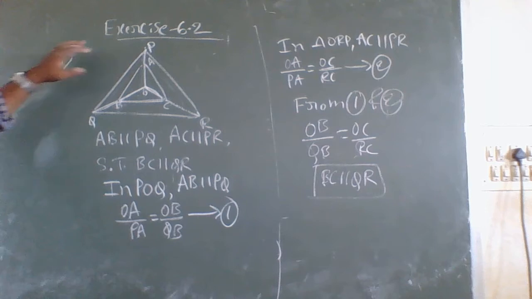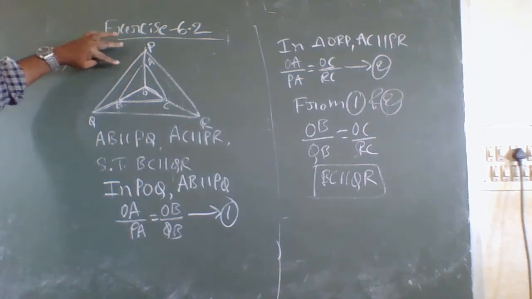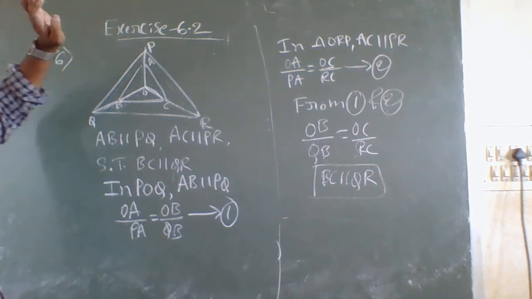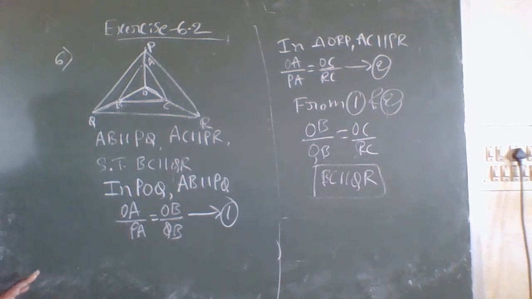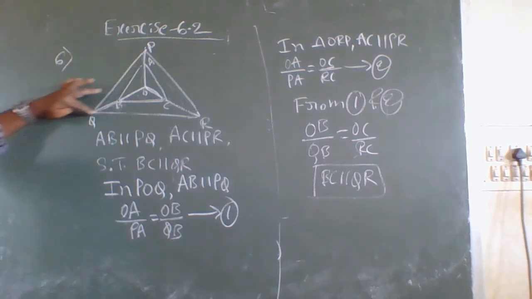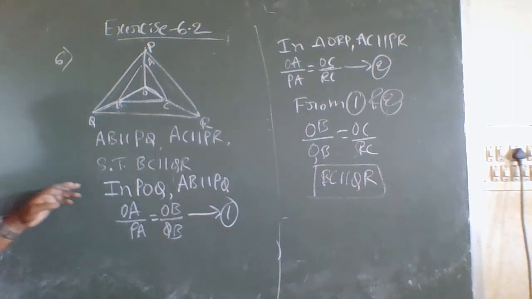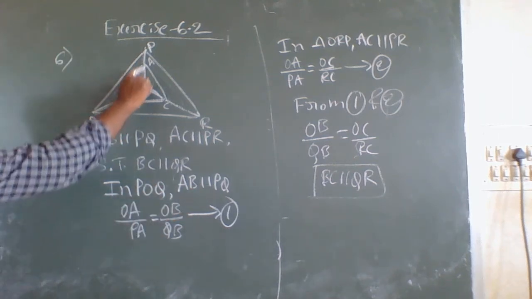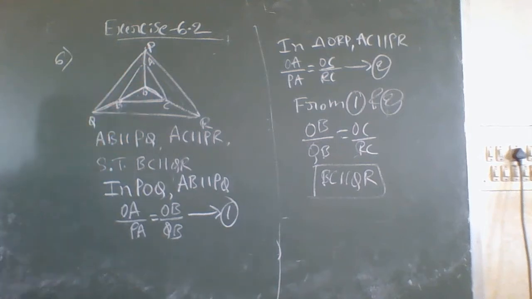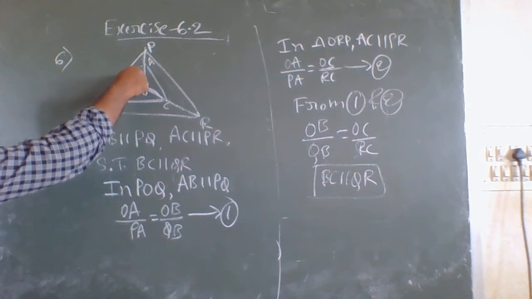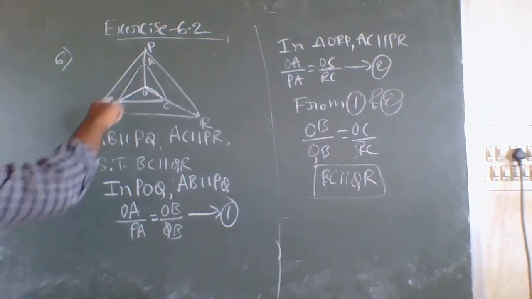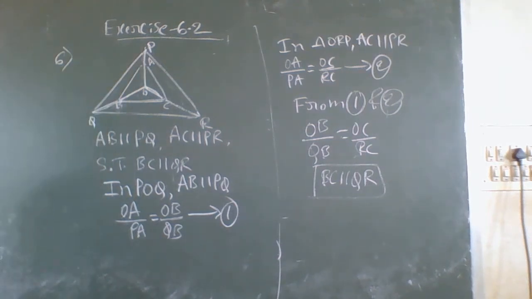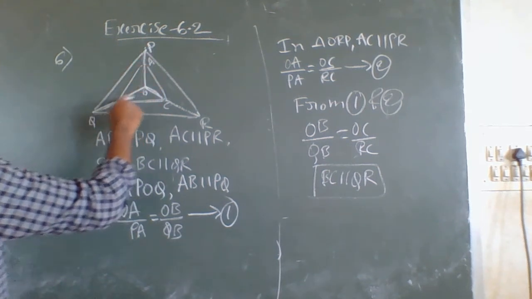See here again, what have they given? AB is parallel to PQ and AC is parallel to PR. We have to prove that BC is parallel to QR. To prove this, what did we do? First we considered the triangle POQ. Here AB is parallel to PQ. Therefore we can write OA by PA is equal to OB by QB. If a line parallel to one side of a triangle intersects the other two sides, then it divides the other two sides in equal proportion. Therefore, OA by PA is equal to OB by QB.